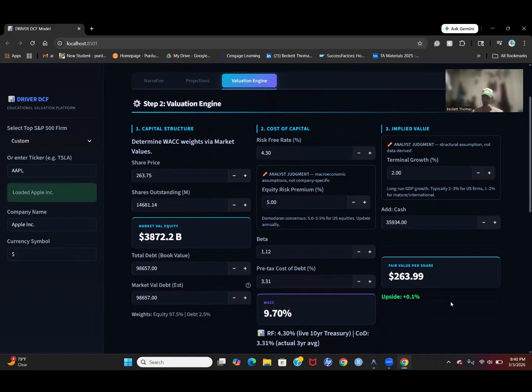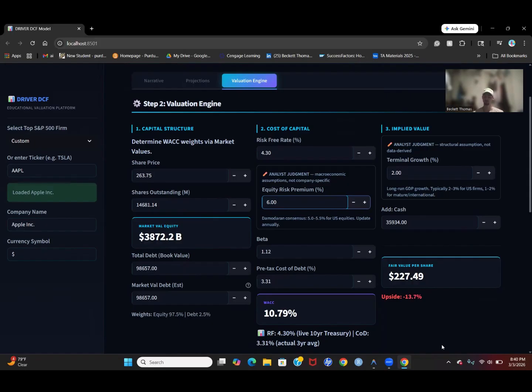Now, this is where it gets interesting. Let me show you what happens when I change the key assumptions. If I were to increase the equity risk premium from 5% to 6%, we see that our weighted average cost of capital jumps to 10.79%. And watch the fair value of the shares drop. This is because a higher discount rate means future cash flows are worth less today. This is exactly what happens when interest rates rise. It mechanically compresses equity valuation.